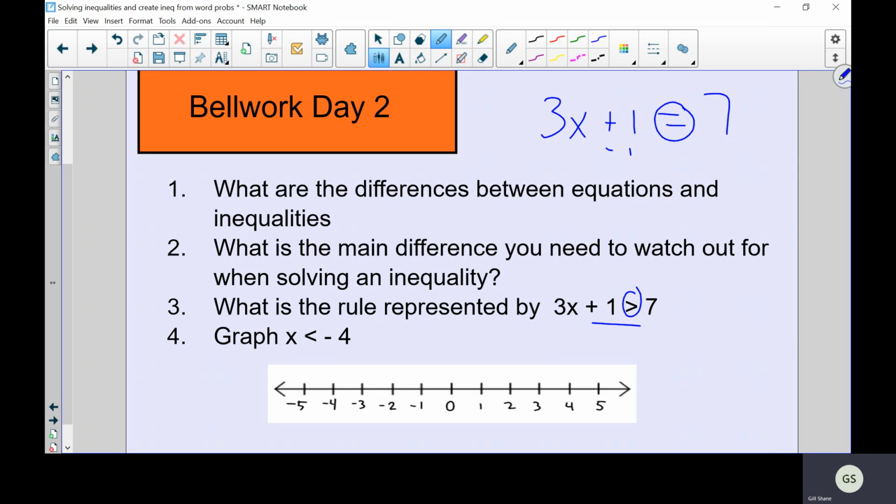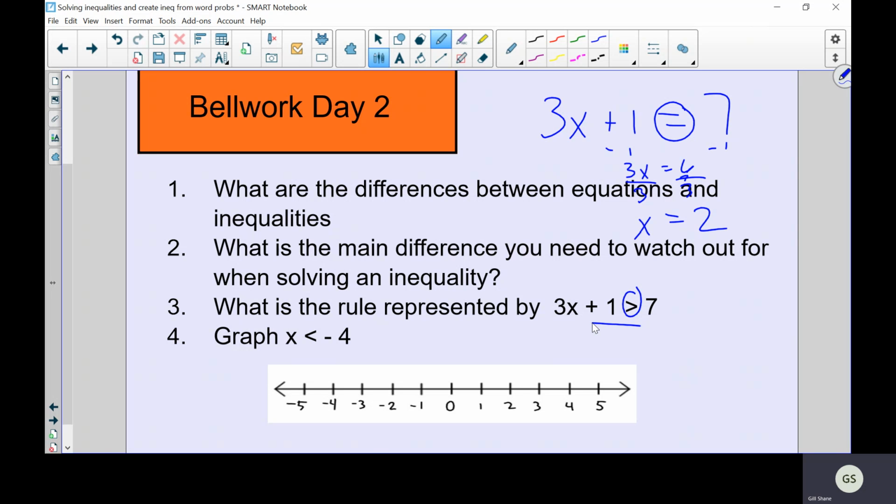If I solve this out, subtract 1, 3x equals 6, divided by 3, divided by 3, x equals 2. That's it. Because the left side has to be exactly 7, because that's exactly what's on the right side. That's what an equation is. The left side has to be exactly the same number once you do all the math.